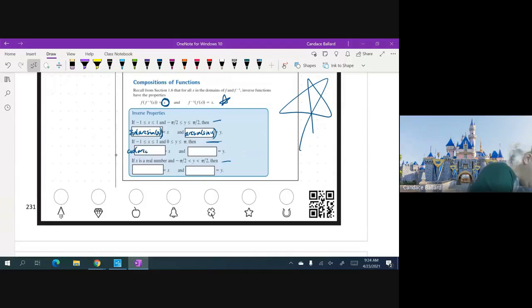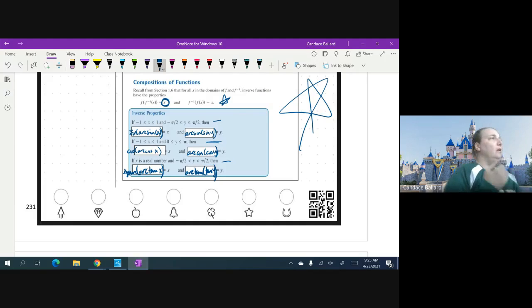Cosine and the arc cosine of x. And then this one would be the arc cosine of the cosine of y. And this would be the tangent of the arc tangent of x and the arc tangent of the tangent of y. So again, if you have the inverse operations, they're going to cancel as long as they fit the restrictions, and you're just going to get whatever's inside, whether it's an x, a y, or a smiley face. That's what you're going to get.